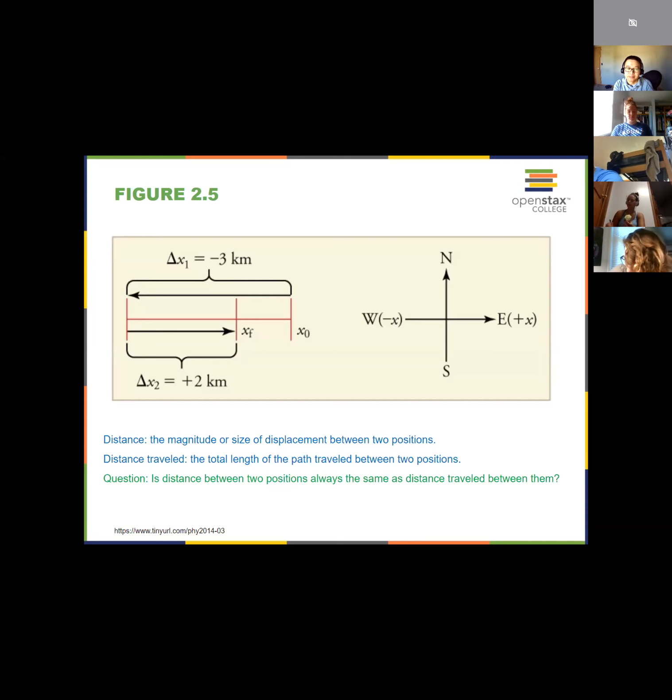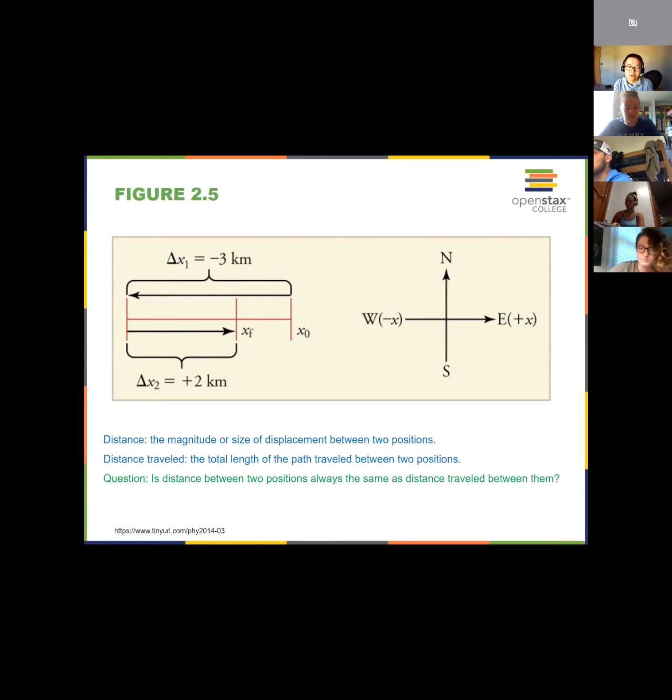Distance is being defined. I didn't mention it, but in the last slide or in this one, it's defined as the magnitude or the size of displacement between two positions. So if you have an initial position and a final position, then distance is between those two positions.